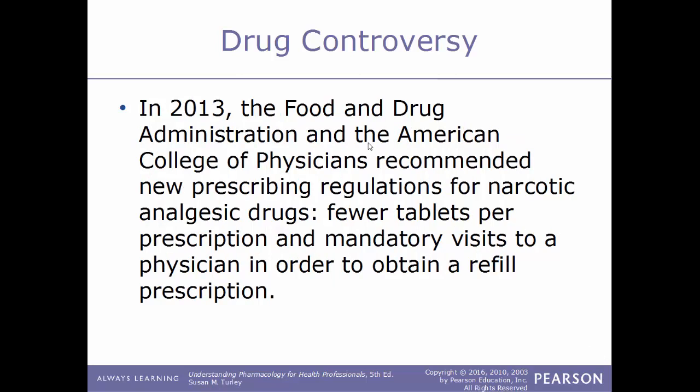So in 2013, the FDA and the American College of Physicians recommended new prescribing regulations for narcotic analgesic drugs, including fewer tablets per prescription and mandatory visits to a physician in order to obtain a refill.